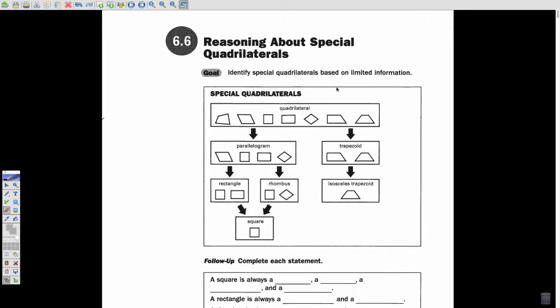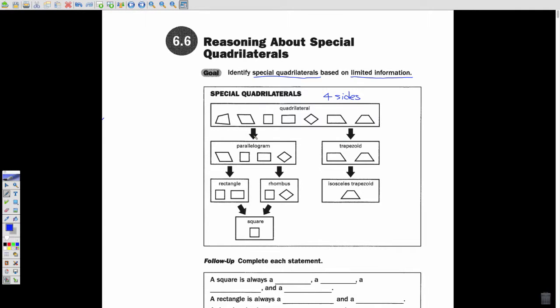Okay, this is the last unit in this chapter, reasoning about special quadrilaterals. So our goal is to identify special quadrilaterals based on limited information. First of all, let's review what a quadrilateral is. Quadrilaterals are any kind of polygons that have four sides, right? So all of these here are examples.